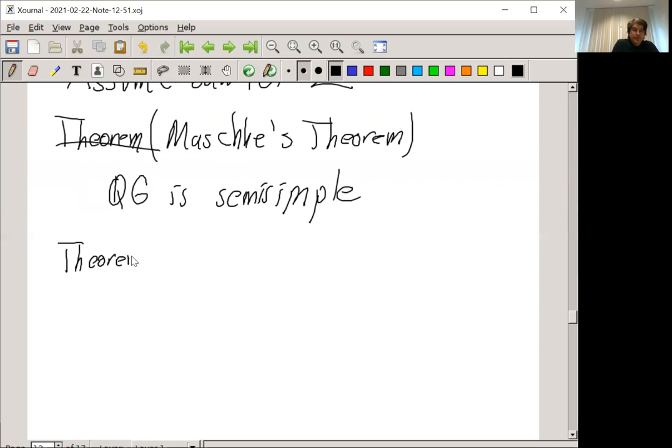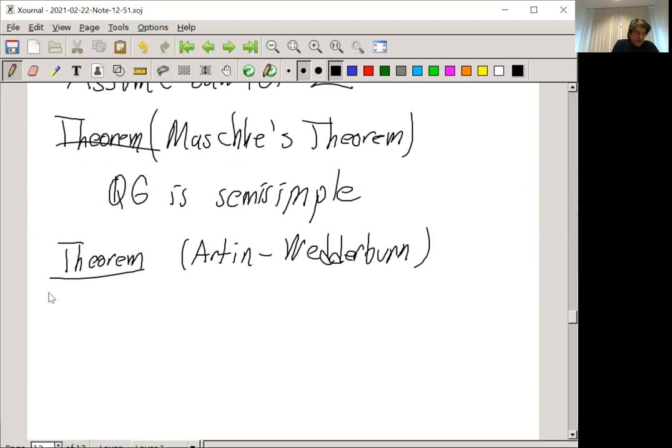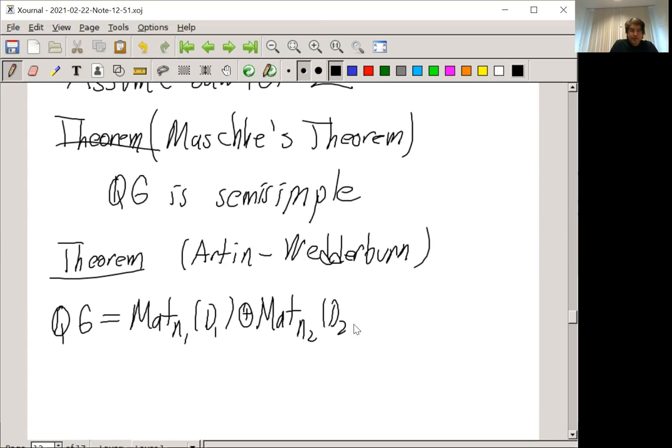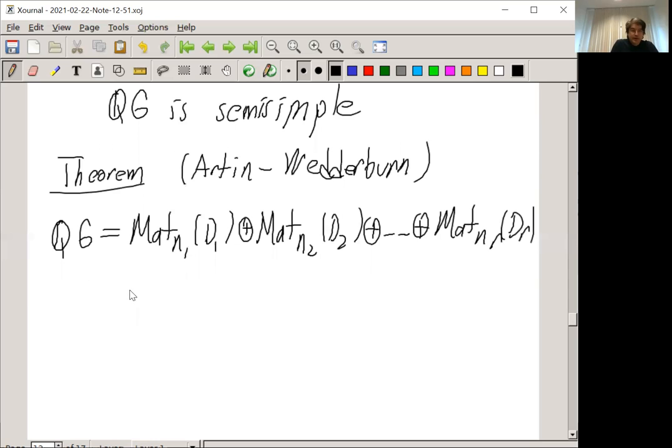So, theorem of Martin-Wedderburn. QG is equal to a product of matrix algebras, where here these are some division algebras.